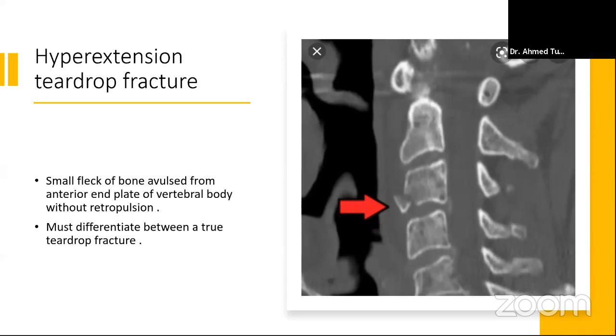Hyperextension teardrop fracture. We have here a small fleck of bone avulsed from the anterior end plate of the vertebral body, but without retrobulge. And this differentiates this type of fracture from the flexion teardrop fracture. It's a true teardrop.